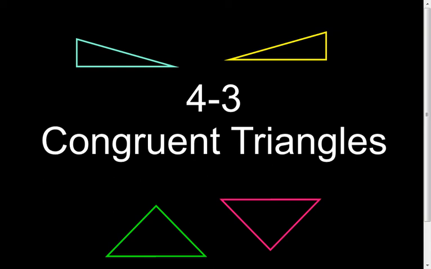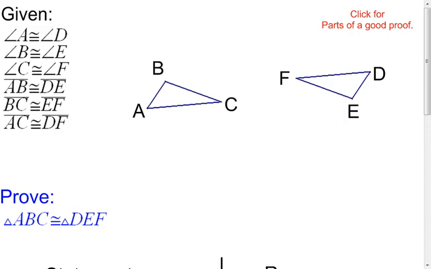In this portion of our congruent triangles lesson, I'm going to look at two proofs. We're going to prove that triangles are congruent. In this first example, notice I have a bunch of given information, I have what we're trying to prove, and I have a picture.